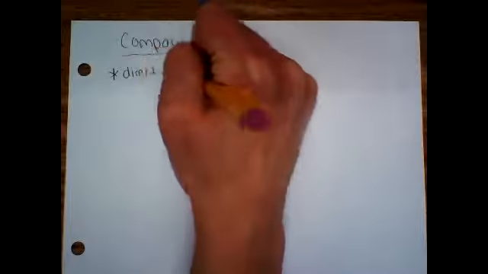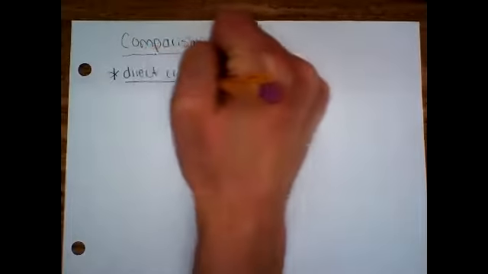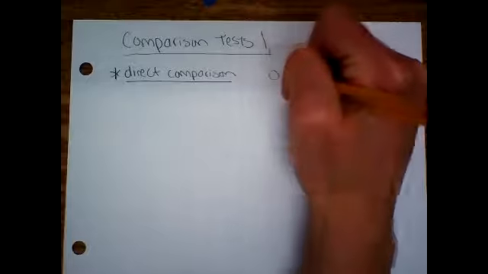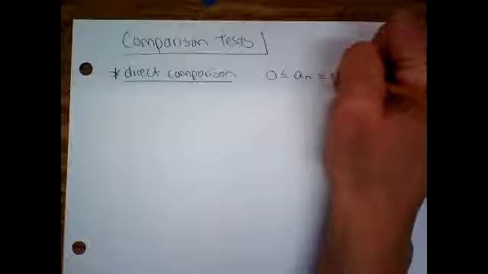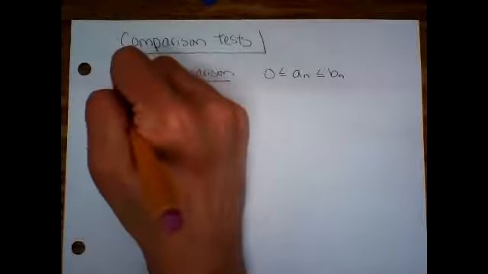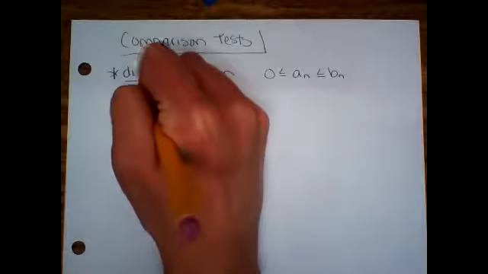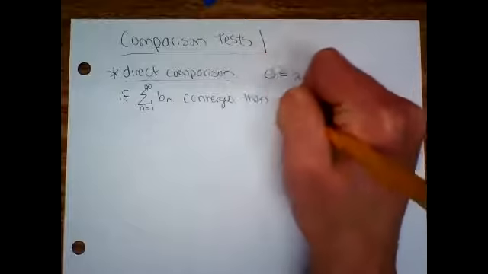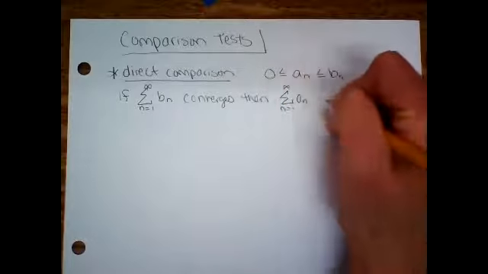So the first kind of comparison test is direct comparison. So you're going to have two series that you're comparing. And so we're going to say that A sub n is smaller than B sub n. You have to figure out which one is smaller than the other. So if B sub n converges, then A sub n does too.